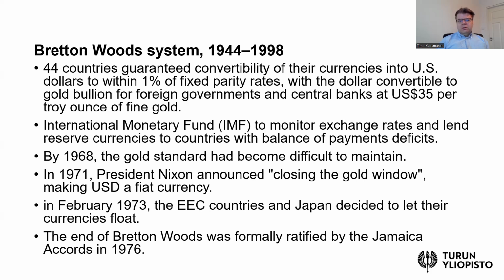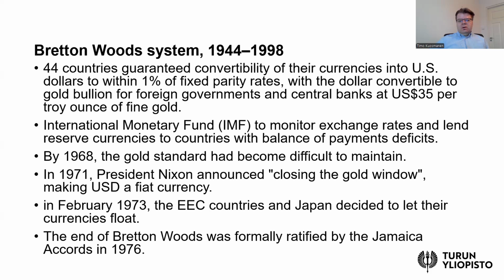This worked for several decades, but by the end of the 1960s, the gold standard had become difficult to maintain. And somewhat surprisingly, in 1971, US President Richard Nixon announced that the gold window would be closed, and the USA became a fiat currency. That was the beginning of the end of the Bretton Woods system. In February 1973, Western European EEC countries and Japan decided to let their currencies float, and in 1976, Bretton Woods was formally ended.